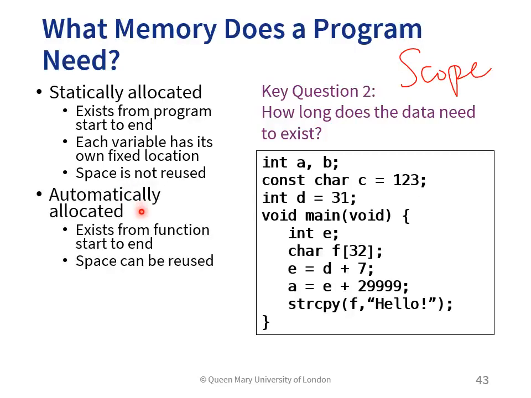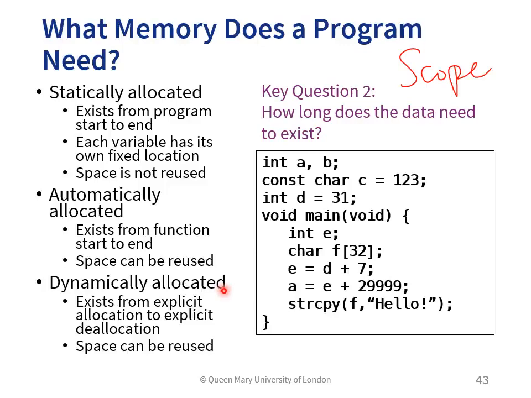Some of the variables are automatically allocated. They will exist from the start of the function to the end. So when the function finishes, this space can be reused. It's likely we can put that somewhere in the stack, as we see in some examples already.